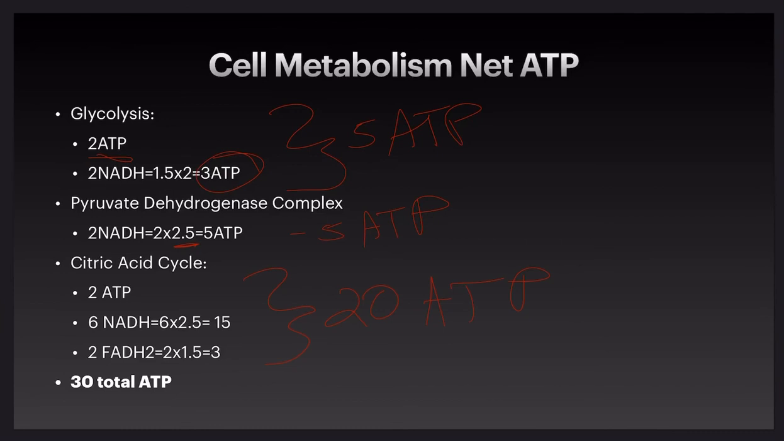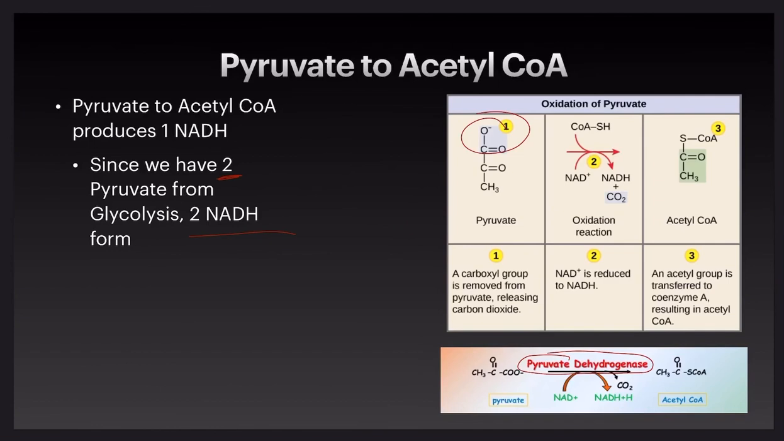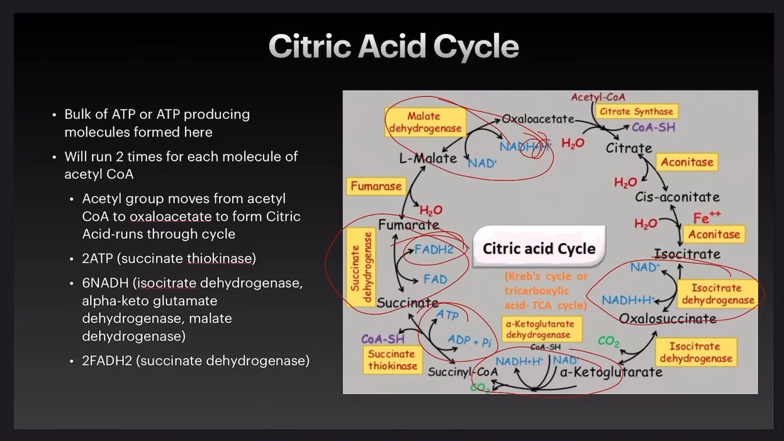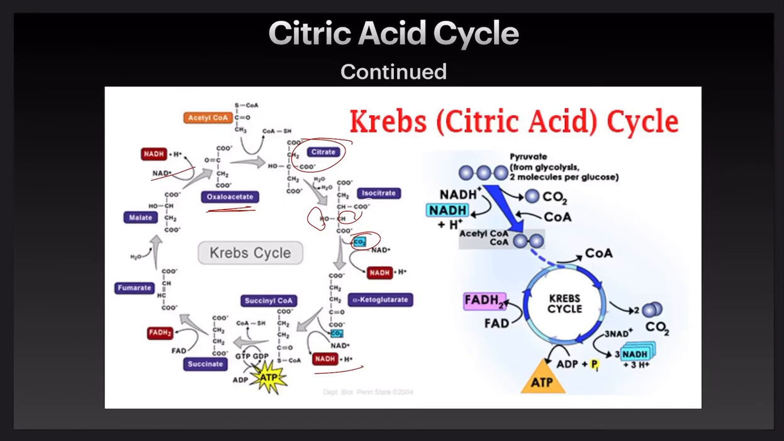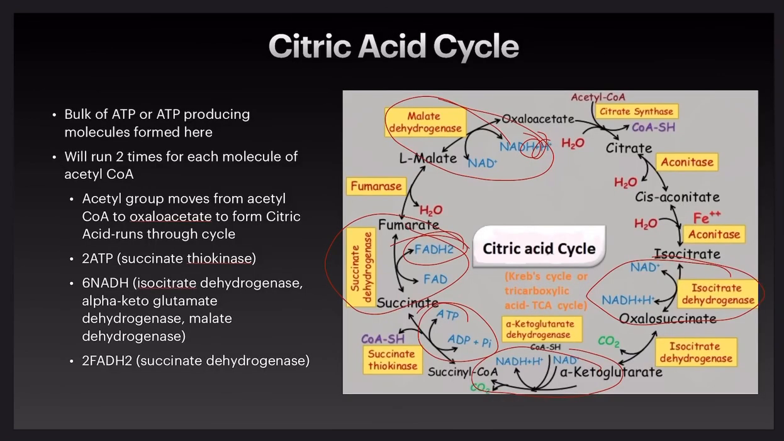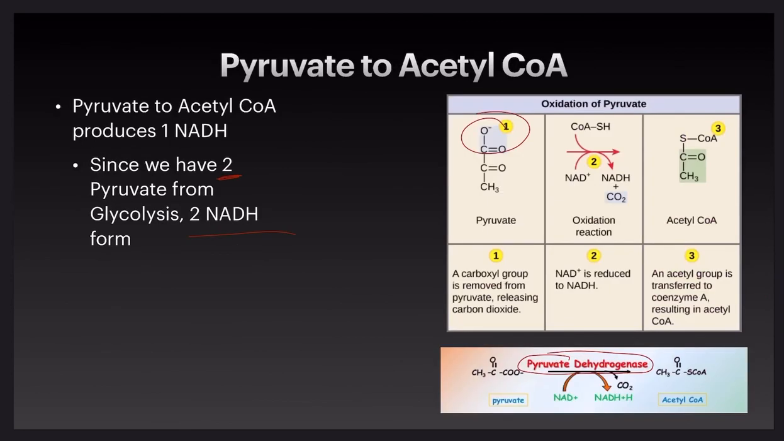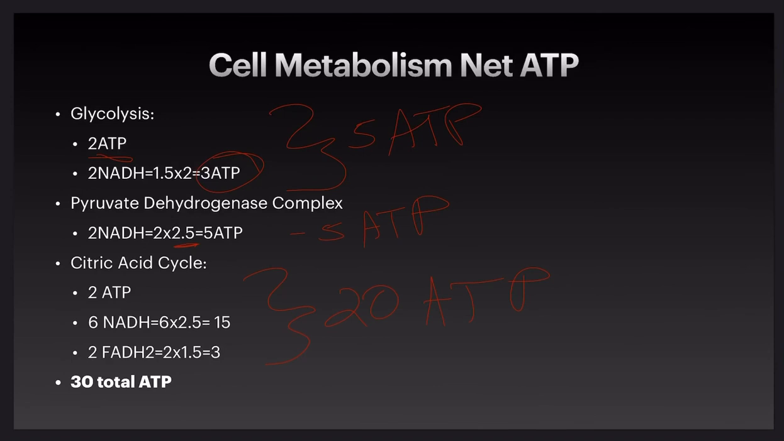Now I should note that for pyruvate to become acetyl CoA, just in general, oxygen is required, and it's also required for the citric acid cycle and obviously oxidative phosphorylation. Now oxidative phosphorylation and the citric acid cycle will use oxygen outright. The pyruvate dehydrogenase complex just needs to happen in the presence of oxygen. So we need all of that to happen to get these 30 total ATP.